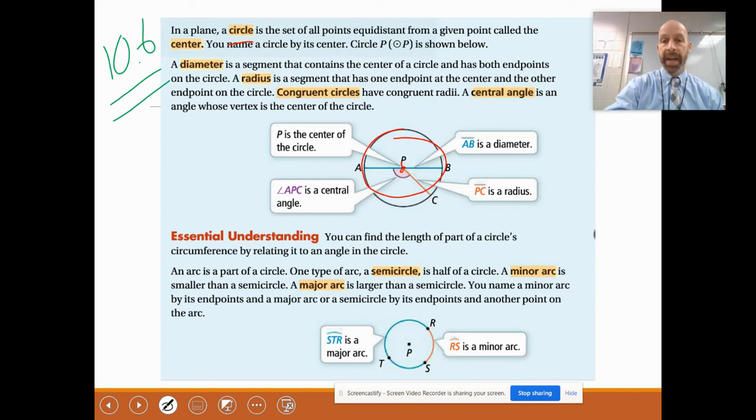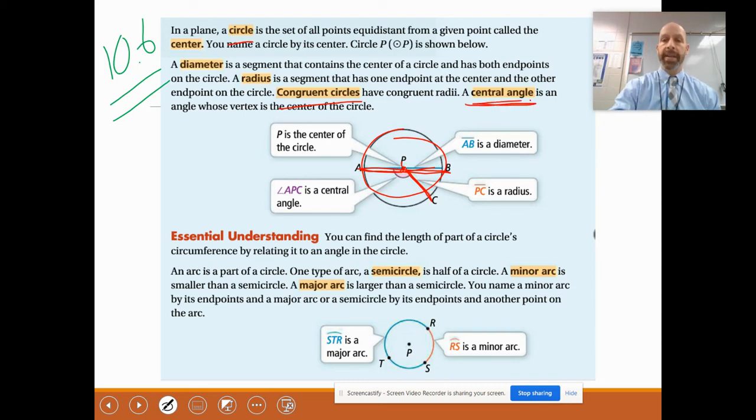We know that this segment here, AB, is called a diameter. It goes all the way across the circle and hits the center. We also have this thing here called the radius. The radius starts from the center and goes to the circumference. There are also congruent circles. Congruent circles just mean circles that have the exact same radius. They're the exact same size, and of course they have to have the same shape.